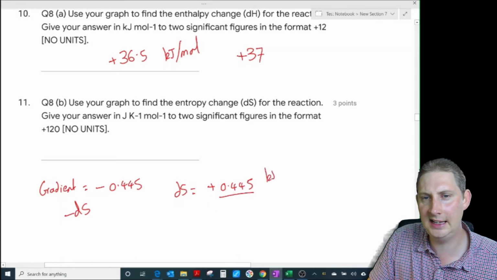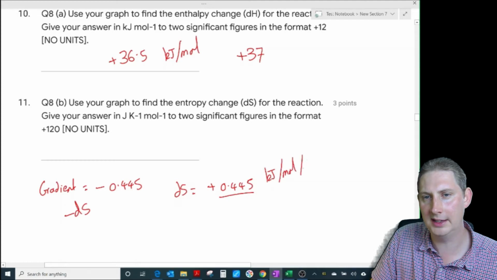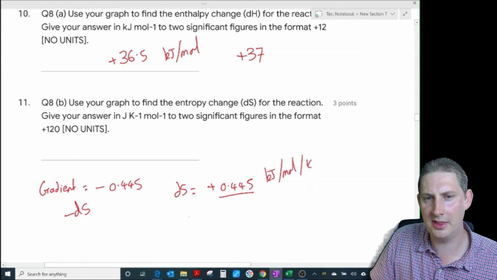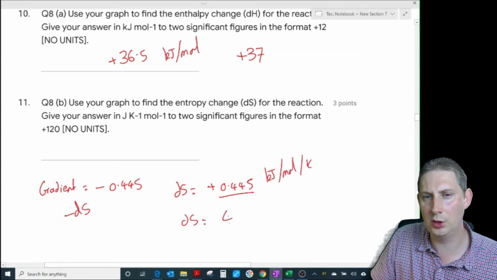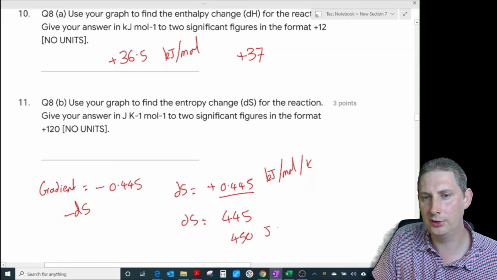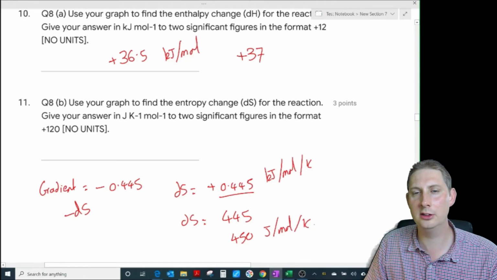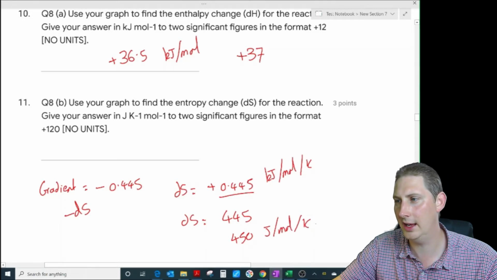Secondly, this is in kilojoules per mole per Kelvin, and we need to multiply that by 1,000, so delta S is 445, or into two significant figures, 450 joules per mole per Kelvin. Okay, and lots of people getting that wrong.